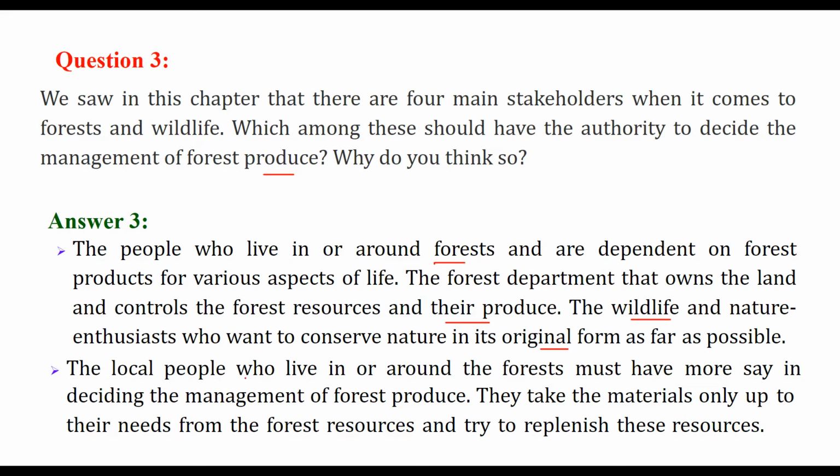The local people who live in and around the forest must have more say deciding the management of forest produce, because they are totally dependent on this, and they also help in growing them, to maintain them. So they take the materials only up to their needs from the forest resources, and they always try to replenish these resources. They don't misuse them.